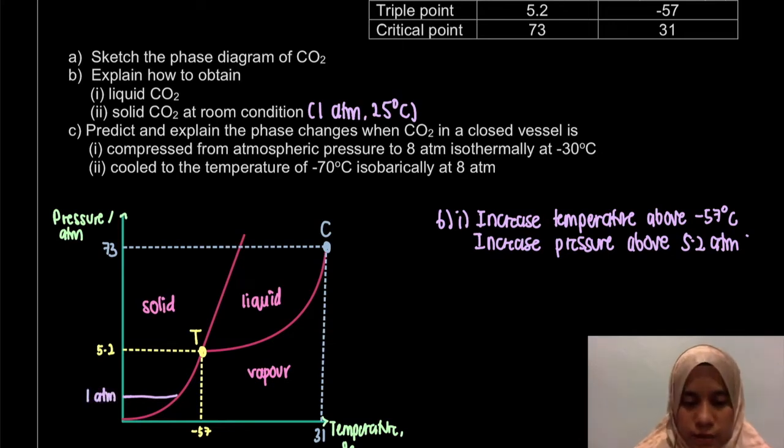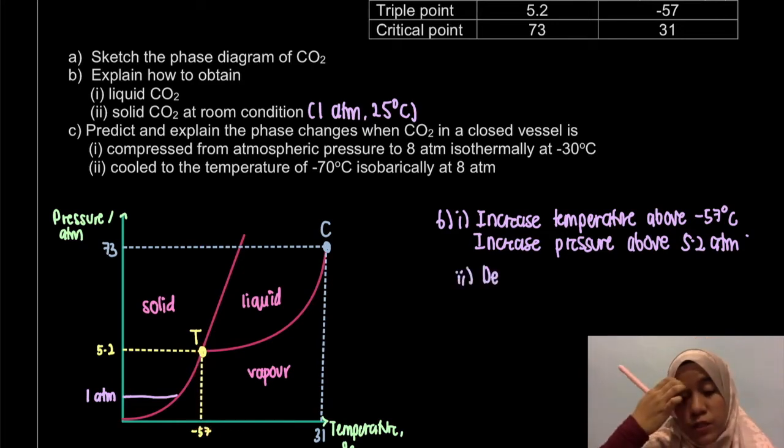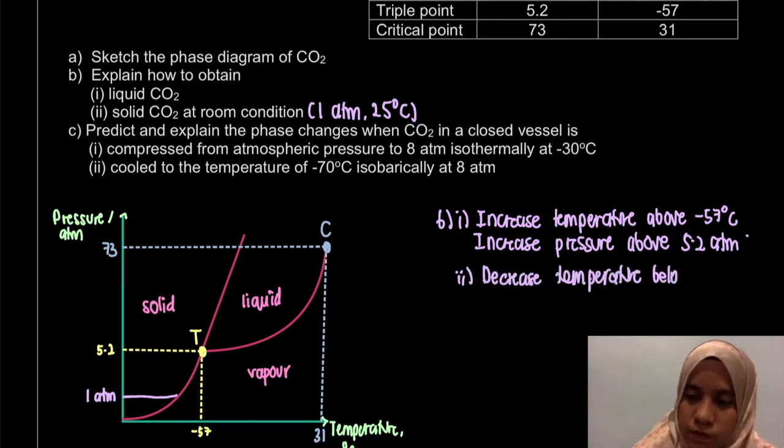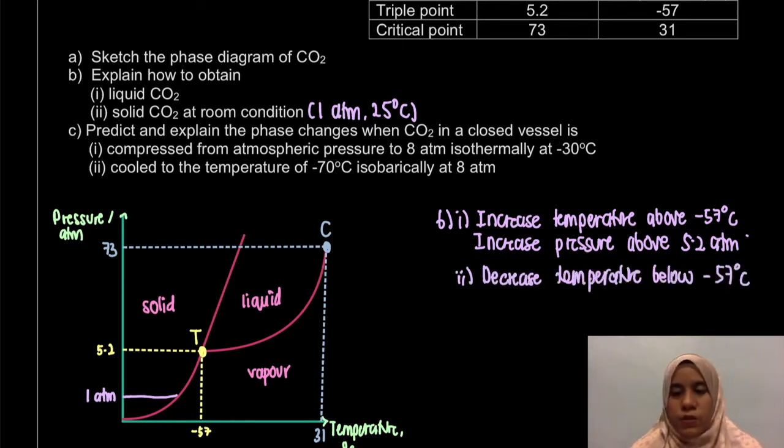How are we going to answer it? Since we are at around 1 atm here, we know the temperature is definitely lower than negative 57, although we don't know exactly what it is. So we write here, number 2: decrease the temperature below negative 57. So that's for our question B.